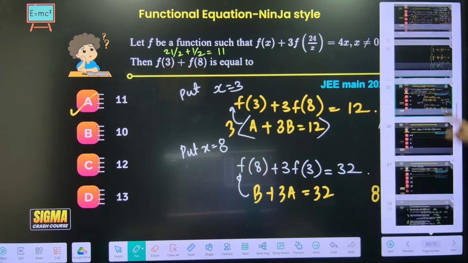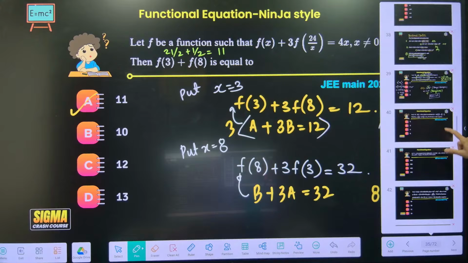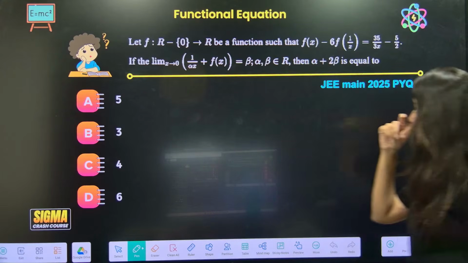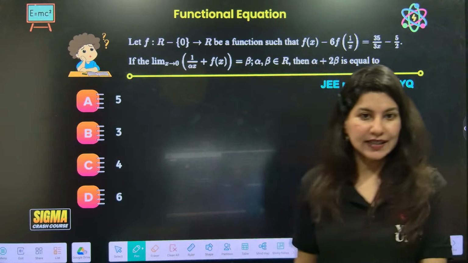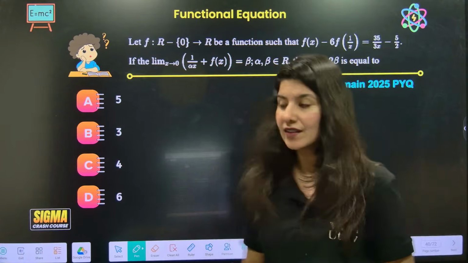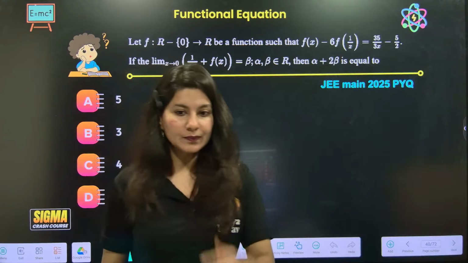Now let me check. Do I have one more question? Yes, I have one more PYQ over here, which is similar to that x and 1 by x technique. Okay, let's explore that. X and 1 by x technique. Ready? Okay.